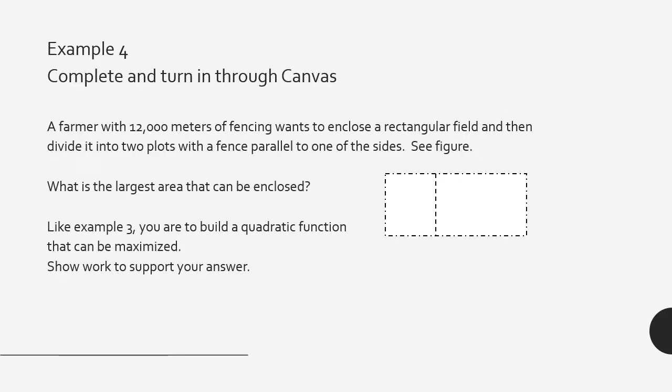Okay, example 4, this one you'll complete and turn in through Canvas. This time a farmer has 12,000 meters of fencing and he wants to enclose a rectangular field and then divide it into 2 plots with the fence parallel to one side. Okay, so the fencing this time goes the entire way around the rectangle, and he needs another side right in here. So think about what formula you need for the perimeter of this plot of land. What is the largest area that can be enclosed?